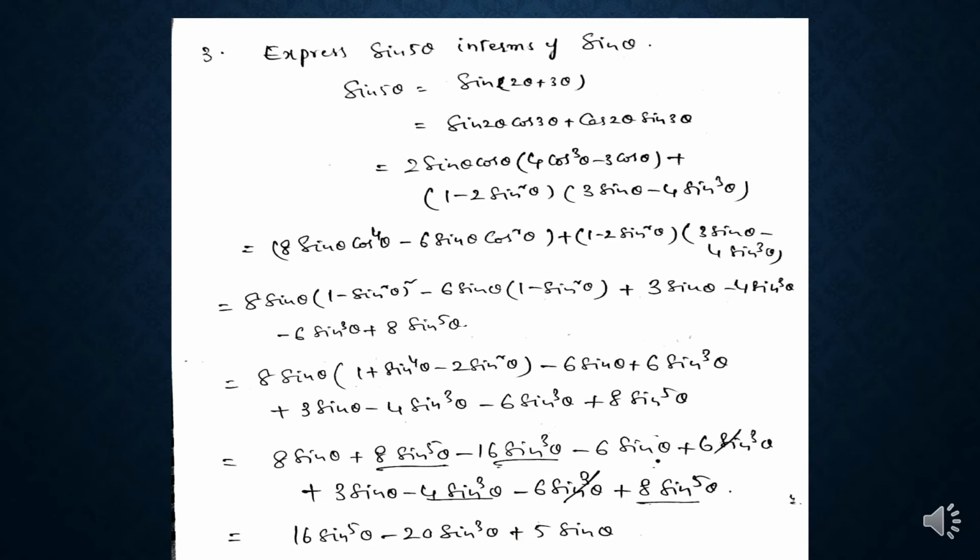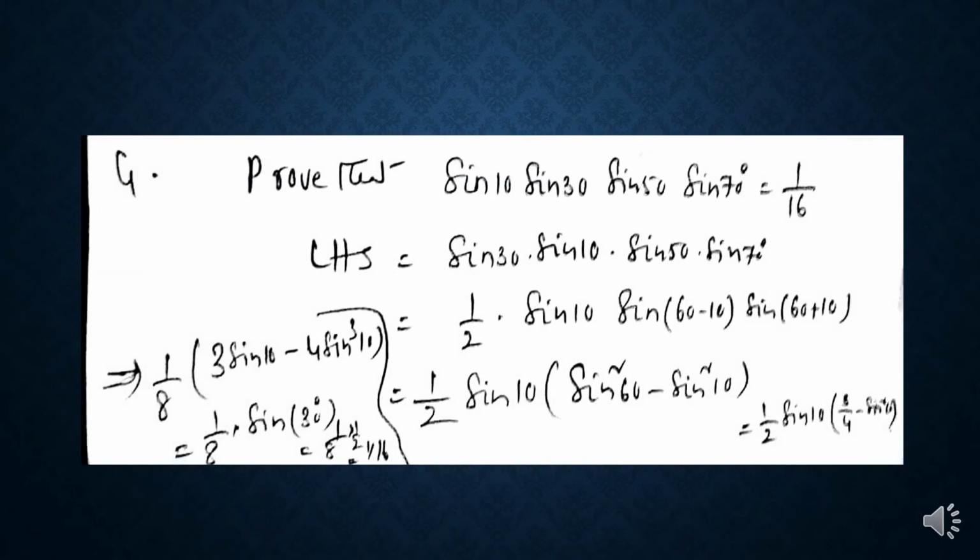Next problem. Prove that sine 10 degrees into sine 30 degrees into sine 50 degrees into sine 70 degrees is equal to 1 by 16. So to prove this, take LHS. In this product, sine 10 into sine 30 into sine 50 into sine 70.